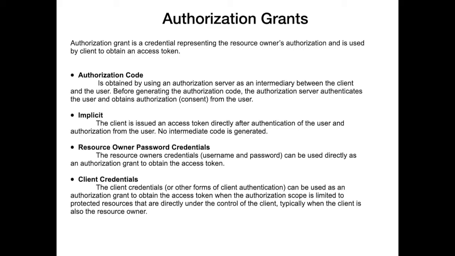The fourth type of authorization grant is known as the client credentials. Here, the client credentials or any other form of client authentication can be used as an authorization grant, which can be used to obtain the access token from the authorization server. Usually, this scope is limited to protected resources that are directly under the control of the client.